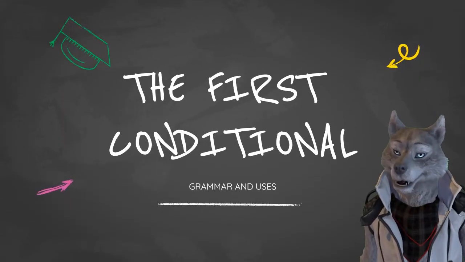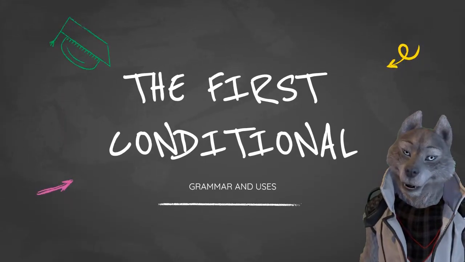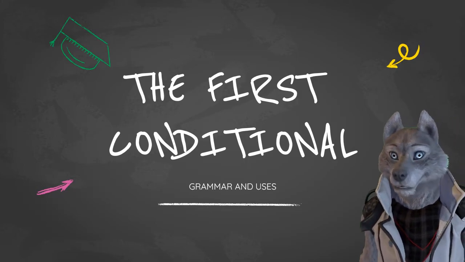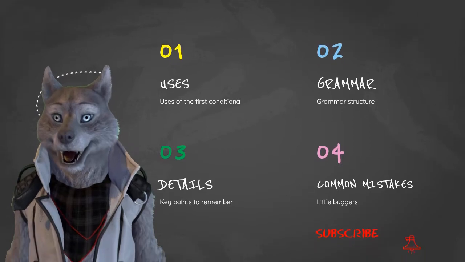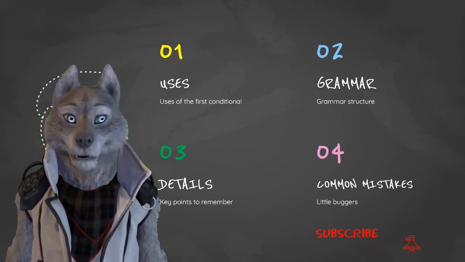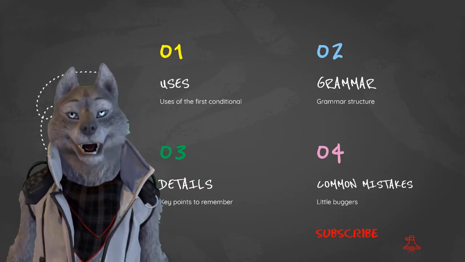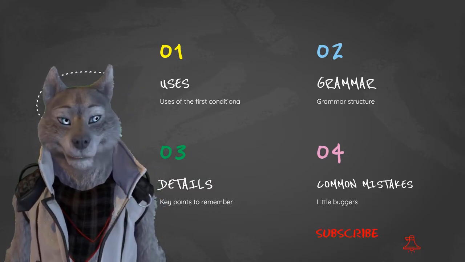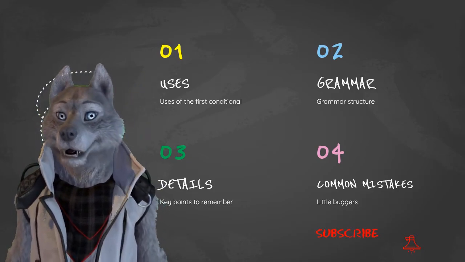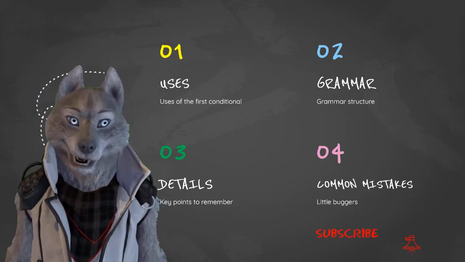If you watch all this video, you will learn how to use the first conditional. And that's an example in first conditional. Hey everyone, I'm Sar, and this is a video on the first conditional. First, we're going to check the uses, then we're going to talk a little bit about the grammar, and finally, details and common mistakes that you should avoid. So, without further ado, let's start.